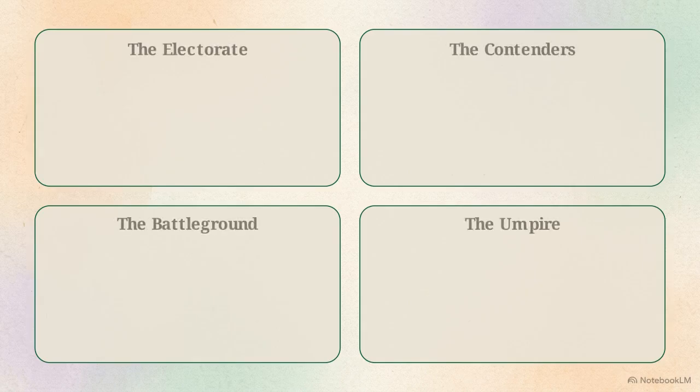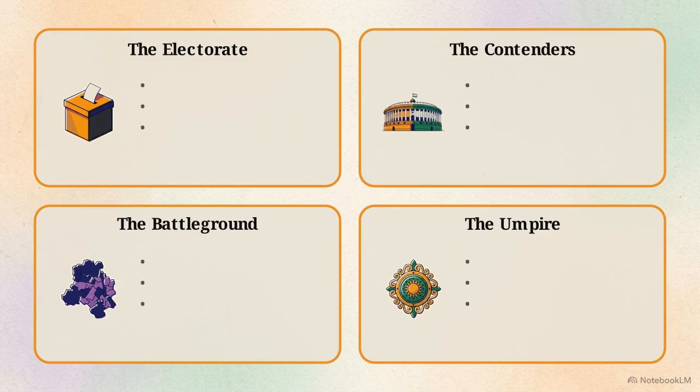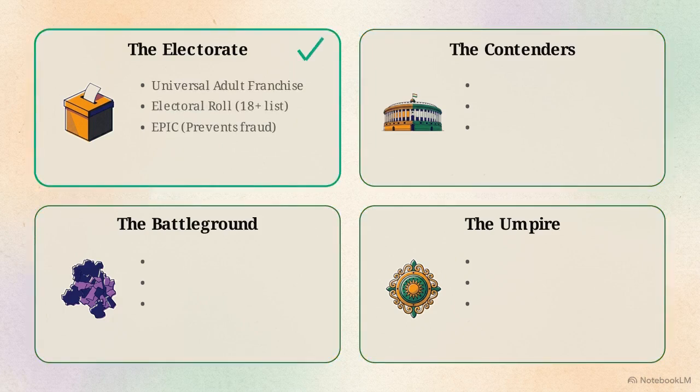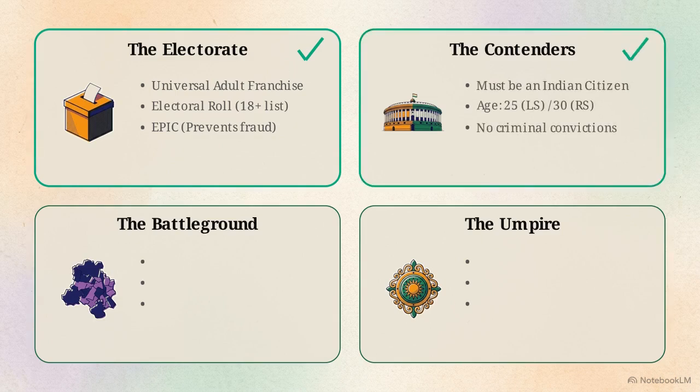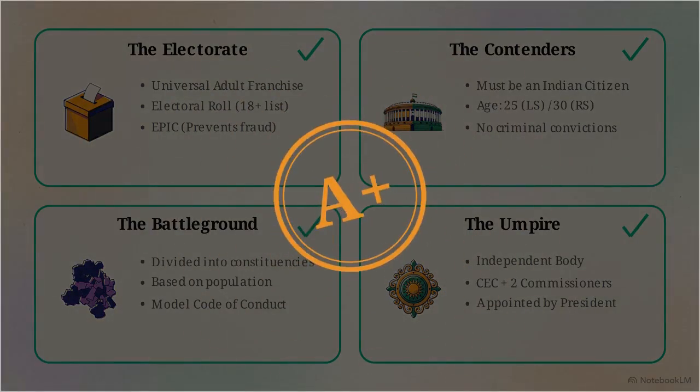Let's synthesize everything into a final study framework. You need to organize your notes into 4 distinct buckets: voter rules, candidate qualifications, campaign conduct, and the powers of the ECI. Master the precise terminology inside these 4 quadrants. If you can define the electoral roll, list the exact candidate age requirements, spot model code violations, and explain the structure of the Election Commission, you are completely prepared to ace this section of the exam.